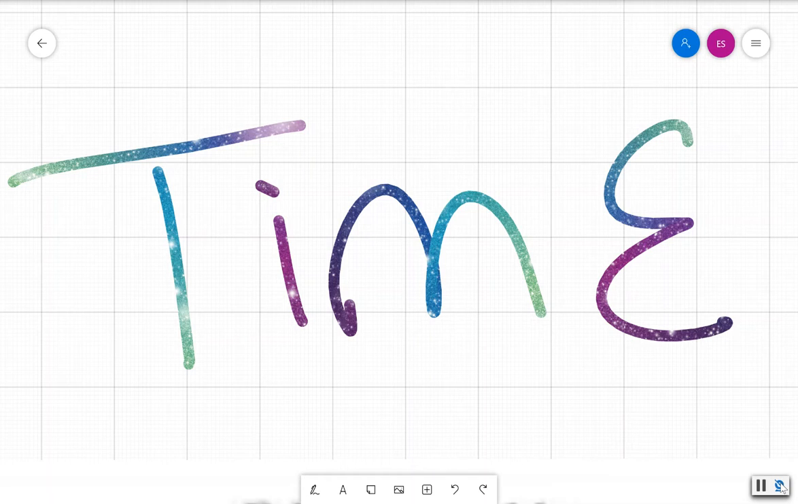Hello. Today we're going to be talking about time, specifically converting units of time. For most of you, this is probably going to be review, but for some, it's going to be really valuable information to have, so make sure to write it down.